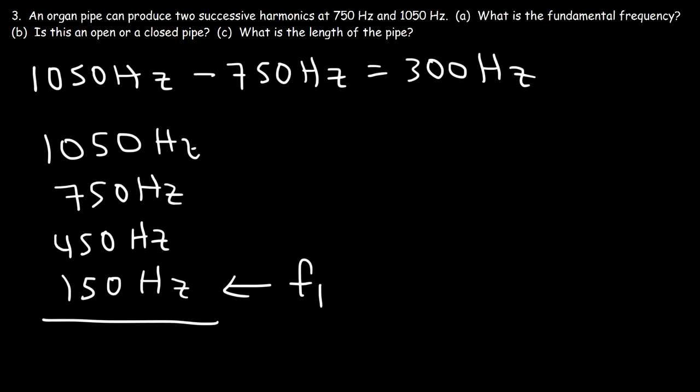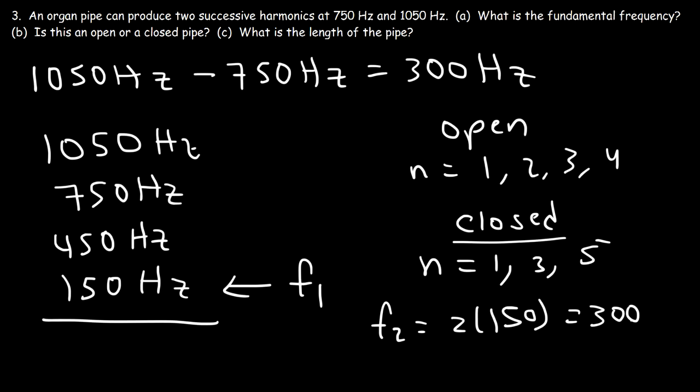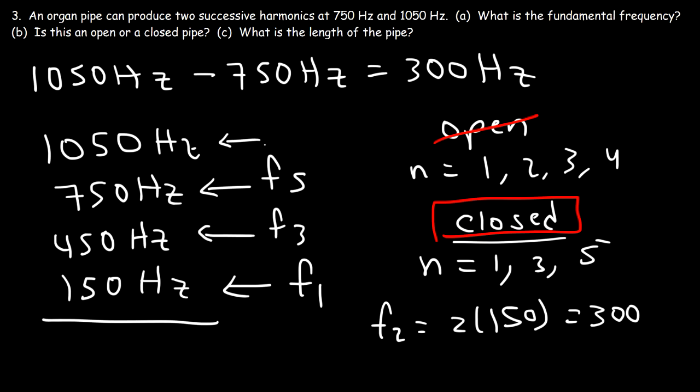Now, this is how we can tell if it's an open or closed pipe. If it's open, then n could be any number, 1, 2, 3, 4, and so forth. If it's closed, n can only be odd numbers, 1, 3, 5. Well, the second harmonic would be 2 times 150, which is 300. We don't have a value for 300, so this cannot be an open pipe. So what we have is a closed pipe. The third harmonic, 3 times 150, will give us 450. The fifth harmonic, 5 times 150, will give us 750. And the seventh harmonic, which is 7 times 150, will give us 1050. So that's how we know for sure that we have a closed pipe as opposed to an open pipe.